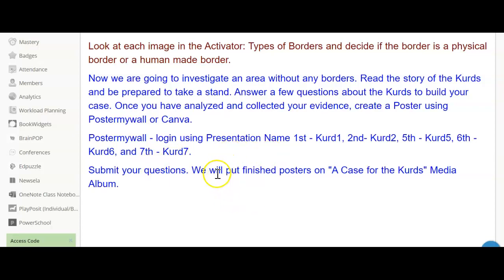All right, so we are going to actually put our finished posters on the media album called A Case for the Kurds. We may not finish in class today because I did go into quite a bit of time to go over this, but go back, review your article, answer your questions, and then create your poster.